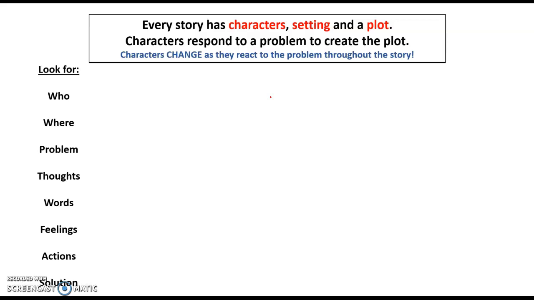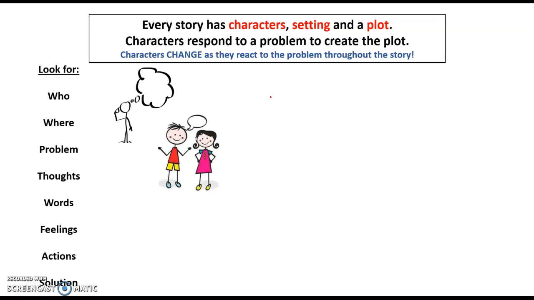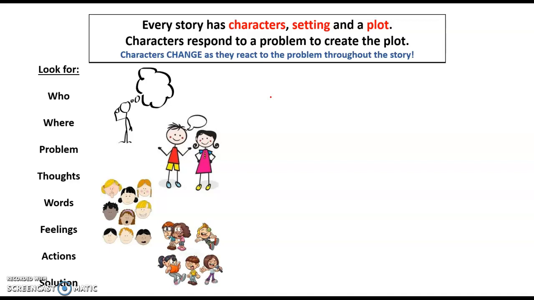So, as we're reading, we're looking for who the story's about, where the story takes place. We look for the problem through the character's thoughts, through the character's words, through their feelings, and through their actions. In the end, we really look for the solution. How did the characters come to solve the problem?